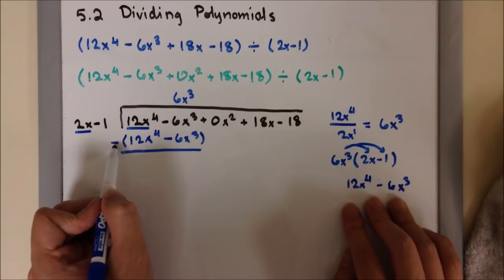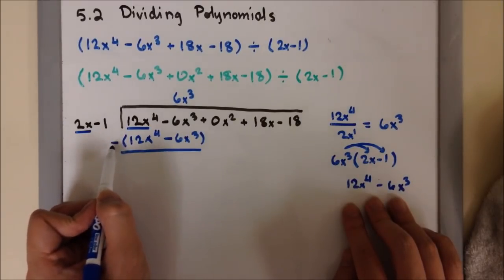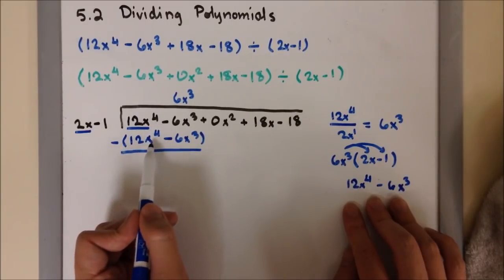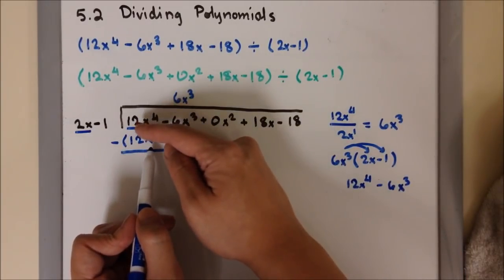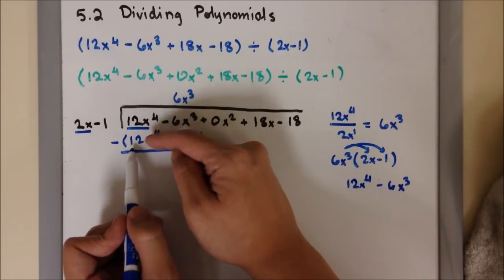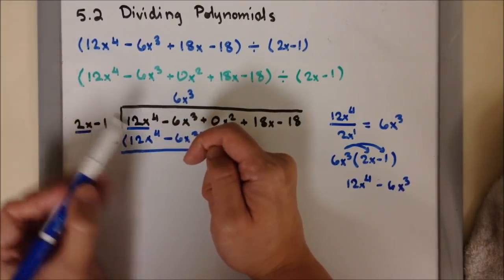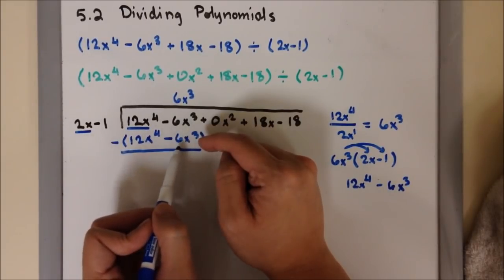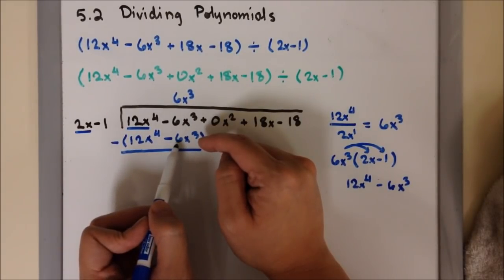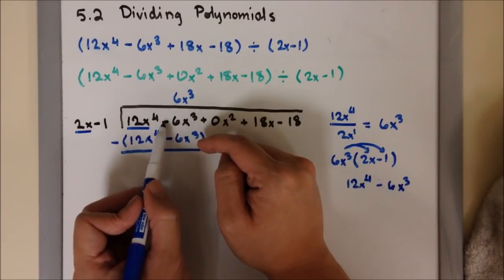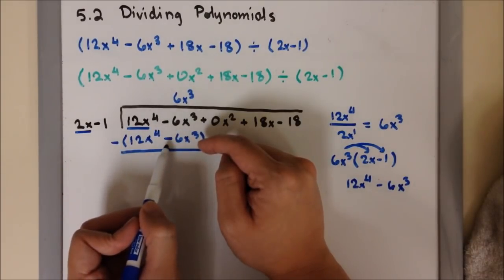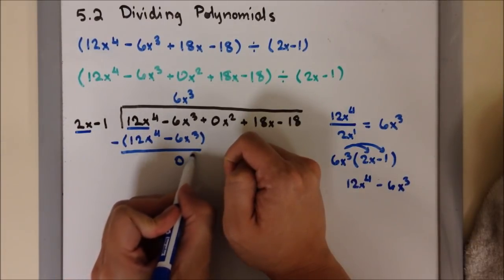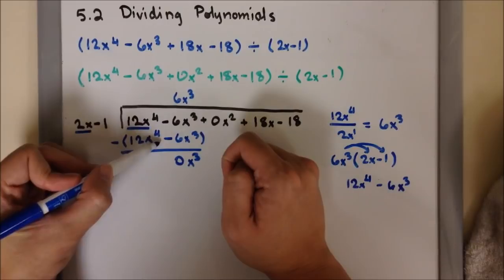So when I distribute, we're going to do this one step at a time. This negative to the 12x to the 4th becomes negative 12x to the 4th. So when I combine 12x to the 4th and negative 12x to the 4th, it will cancel out. Then here, I'm going to distribute again. This will become plus 6x to the 3rd. So when I combine negative 6x to the 3rd plus 6x to the 3rd, this will be 0x to the 3rd. Again, this one cancels out.